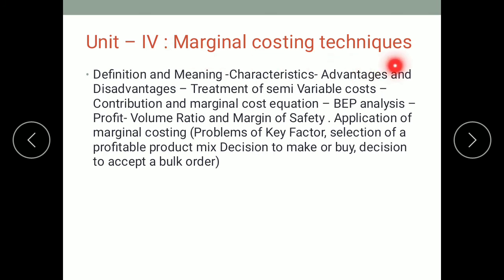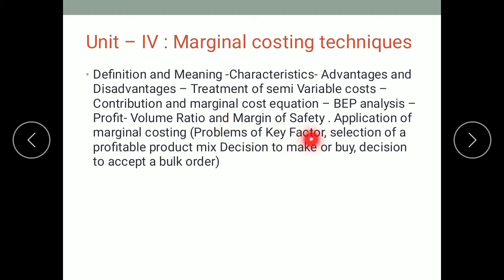Marginal costing techniques. Definition and meaning, characteristics, advantages, disadvantages, treatment of semi-variable cost, the concept of contribution, marginal cost equation, BEP, that is break-even point analysis, profit volume ratio, that is PV ratio, and margin of safety, application of marginal costing, where marginal costing is used.